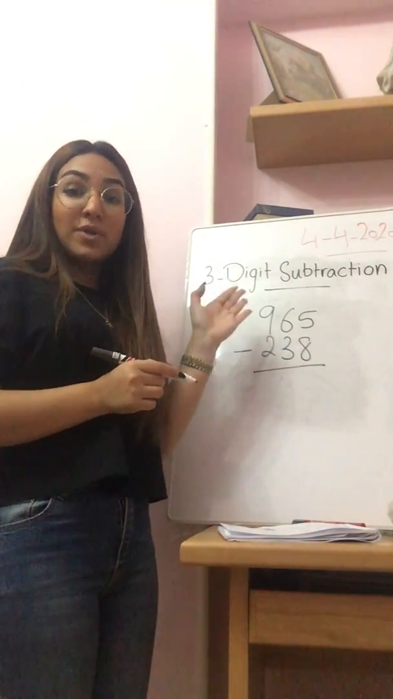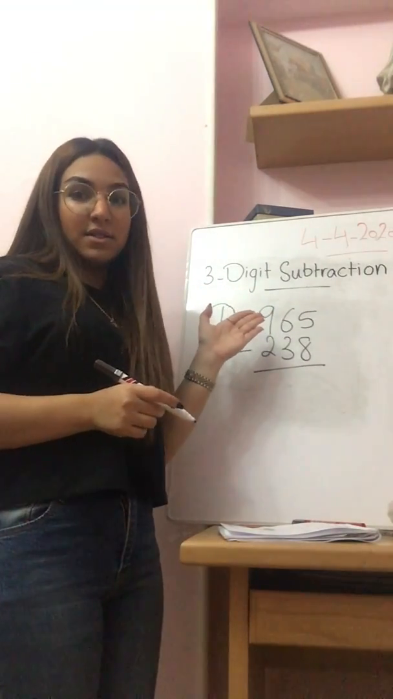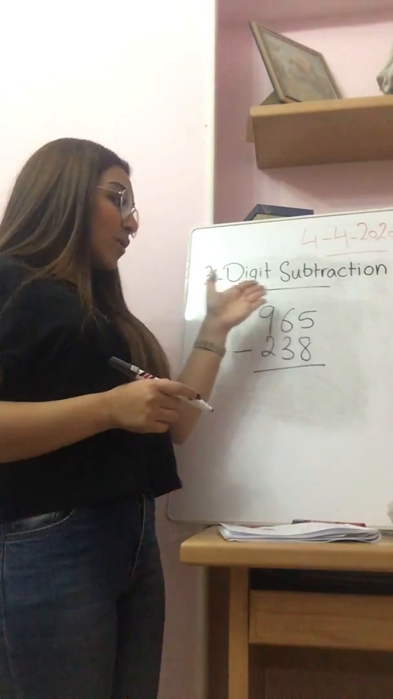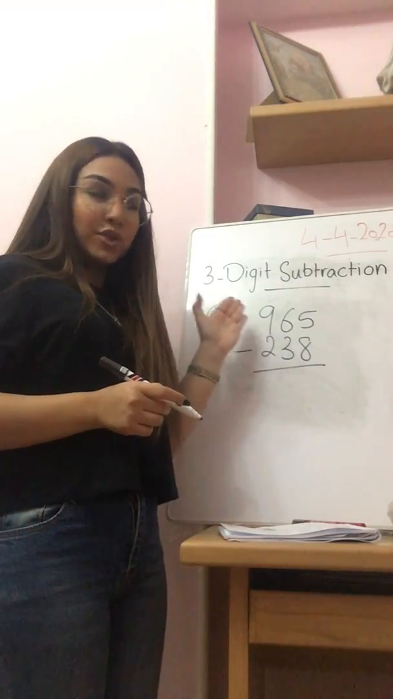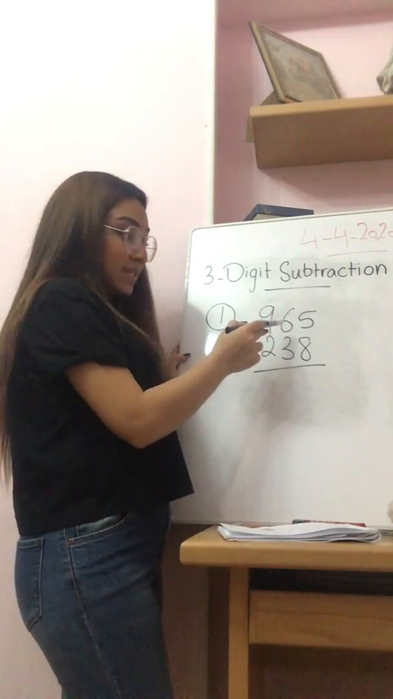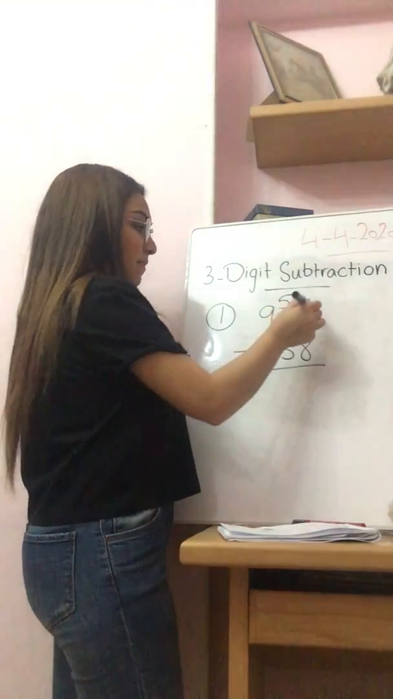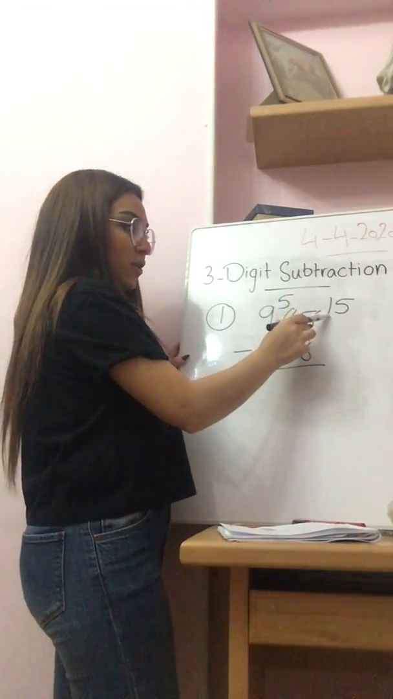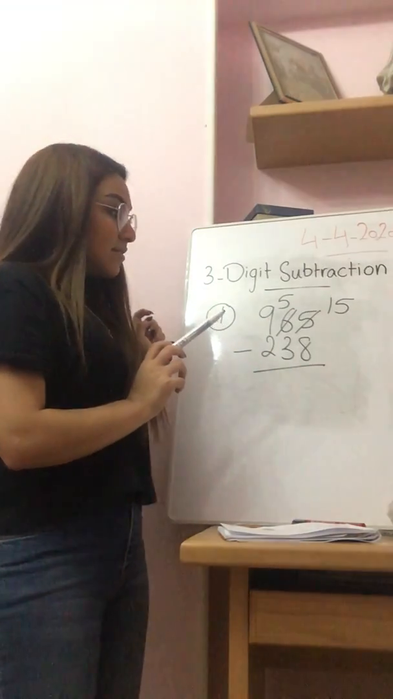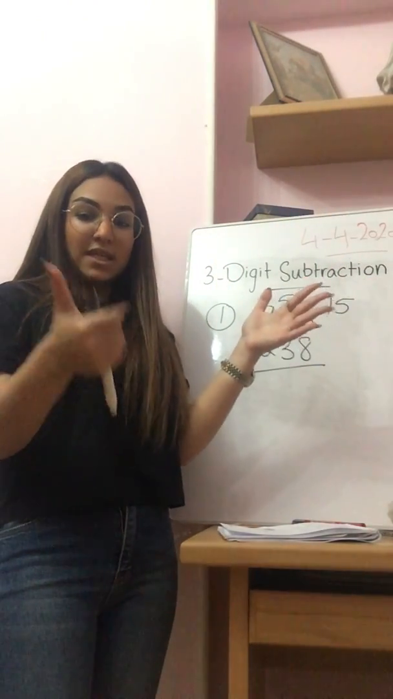Now, the first question we are going to ask ourselves, can we subtract 5 minus 8? No, we cannot, because the 5 is smaller than 8. So we are going to knock at our neighbor's door in order to borrow a 10 from her. Now our neighbor is the 6. So the 6 is going to be 5, and the 5 is going to be 15 because we took a 10 from the 6. Now 15 minus 8 is, after 8: 9, 10, 11, 12, 13, 14, and 15.